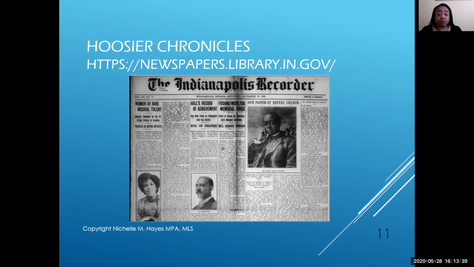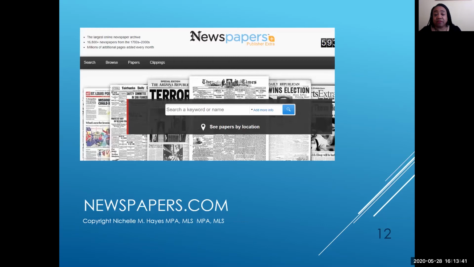Another source to access information in newspapers is newspapers.com. So Hoosier Chronicles is free, and so anyone can access that. Newspapers.com is a subscription service, but it is very beneficial.